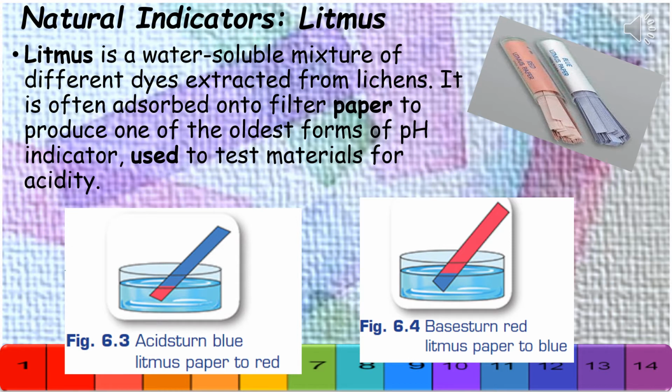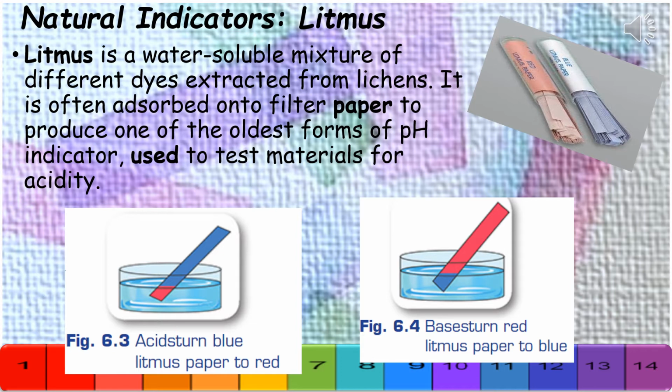So litmus has a purple color in water. In other words, when litmus solution is neither acidic nor basic, that is, it is neutral, then its color is purple. When litmus is added to an acidic solution, it turns red. When it is added to a basic solution, it turns blue.